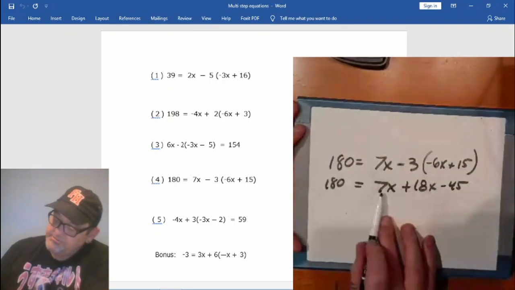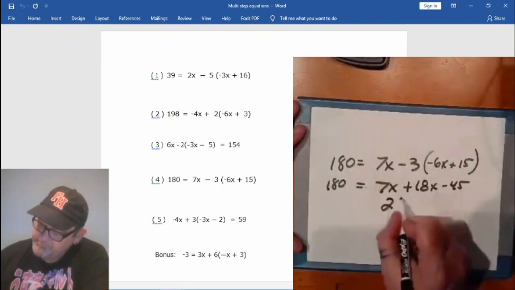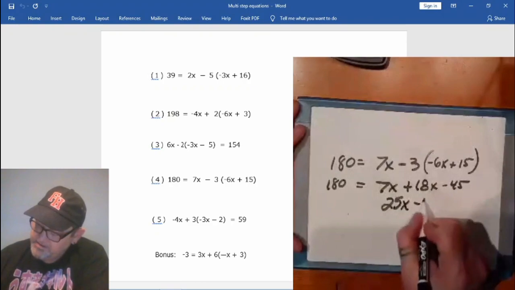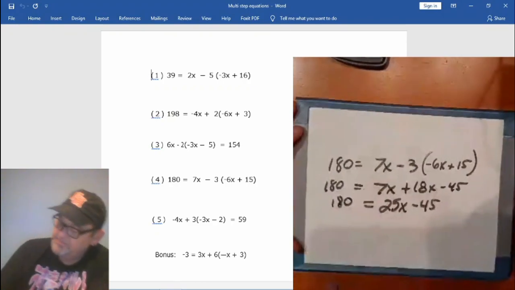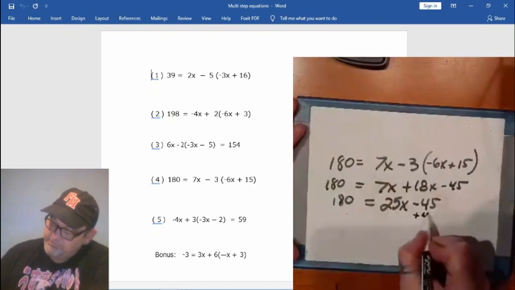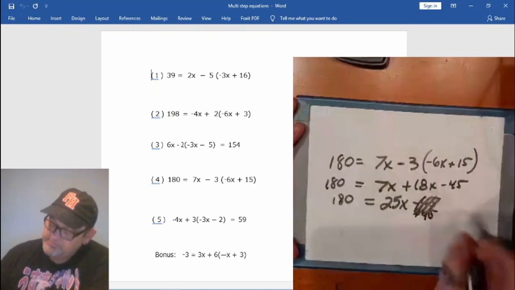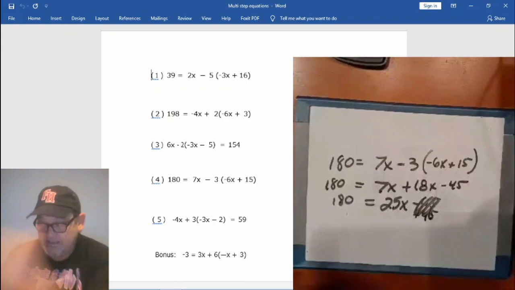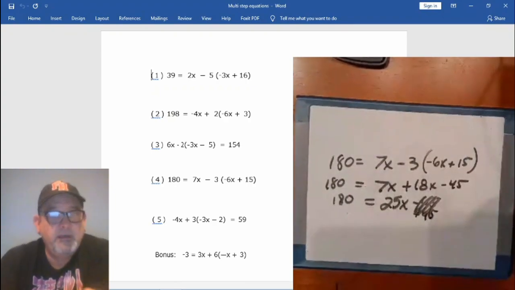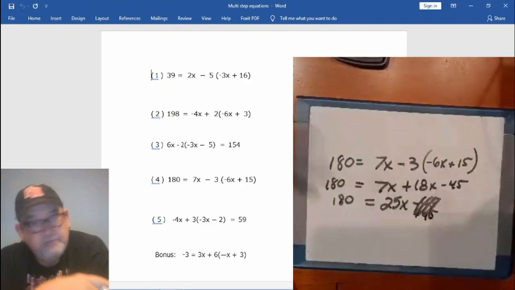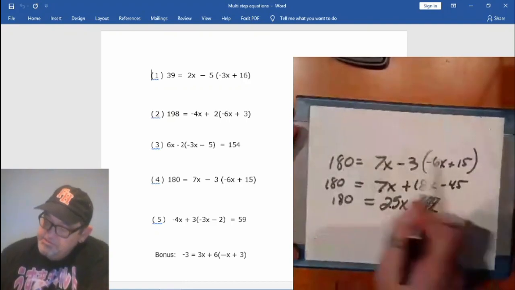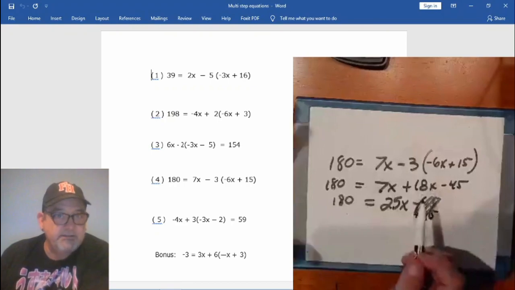Let's combine like terms. 7 and 18 is 25. So 25x minus 45 equals 180. And there's my two-step. Add subtract part first, plus 45 to get rid of it. Remember, don't forget, guys, once I get to a two-step equation, my goal then becomes get x by itself. My goal is always to get x by itself, but these two steps here required the house cleaning.